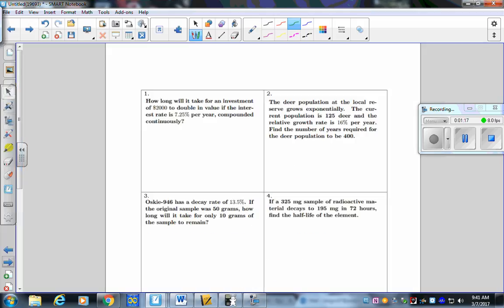In problem number 1, it says, how long will it take for an investment of $2,000 to double in value if the interest rate is 7.25% per year compounded continuously? When I see those words compounded continuously, I know I'm going to be using that formula. If it doesn't have the word continuously, it's just compound interest.